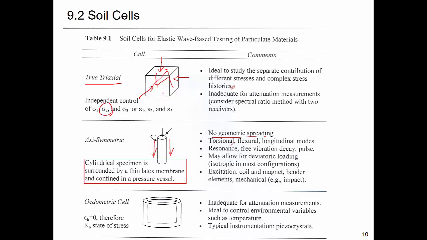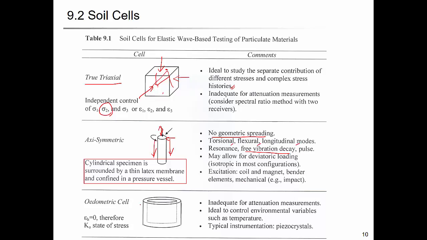You can apply torsional, flexural, or longitudinal mode. Torsional mode is you're twisting the sample. Right? Flexural mode is you're bending the specimen, like this. And longitudinal mode will be going up and down. Right? And you can measure the resonance, free vibration decay, and pulse. Like the free vibration decay, we did that with the FFRC test of the rock.